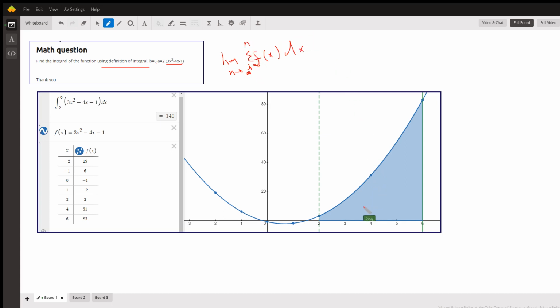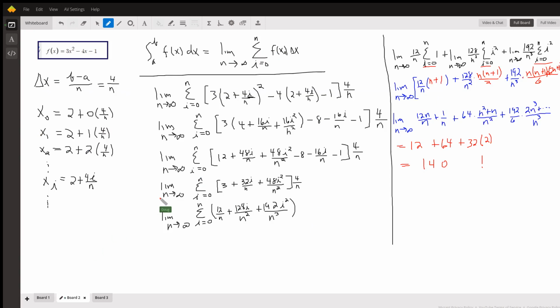right-hand endpoints. In other words, we're going to take this blue region and start dividing it into rectangles. If we use left-hand endpoints, this would be the first rectangle. This would be the second rectangle, and so on. And we'll let the number of rectangles approach infinity. We have to decide what a formula is for each of these, this could be x sub 0, x sub 1, x sub 2, all the way out to x sub i.